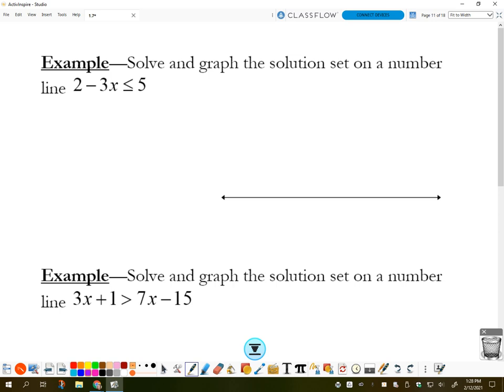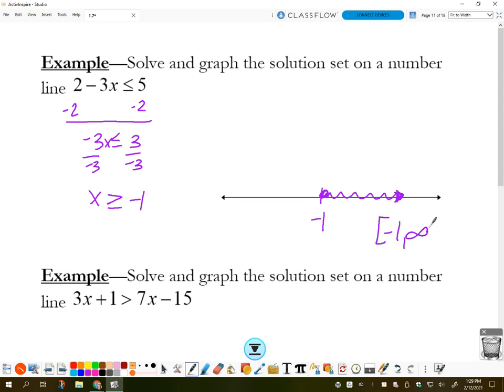Alright, so we're going to solve this just like it was an equation. So subtract 2, divide by negative 3. You divide by a negative, so flip this over. Come over here, this is all I need from you. Put -1 with a closed circle. Shade towards bigger numbers. And then if we want interval notation, which will be asked of you on your test, it's going to look like that.